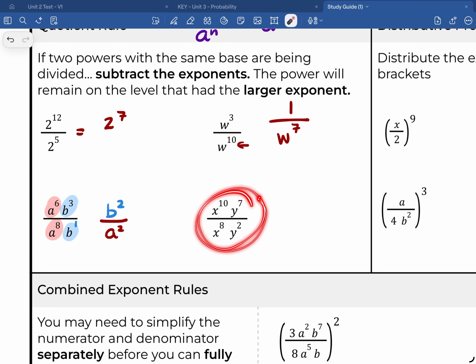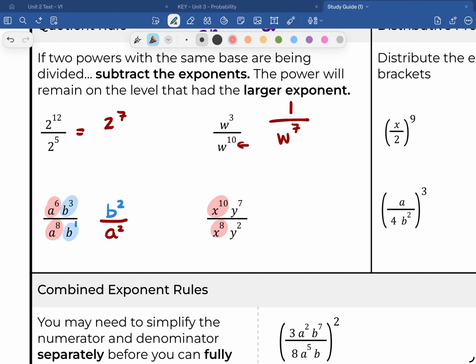In this one here, what we'll notice is a little bit different is, in both the cases of the X and the Y, the higher exponent is on the top, which means everything will live on the top of the fraction, and that's okay too. So we do the same thing. We say, okay, x to the power of 10 over x to the power of 8 will leave us with x to the power of 2 on the top. And then y to the power of 7 over y to the power of 2 will leave us with y to the power of 5 on the top, subtracting those exponents. And that's it. There's nothing on the bottom. We're just left with it on our regular level of math.